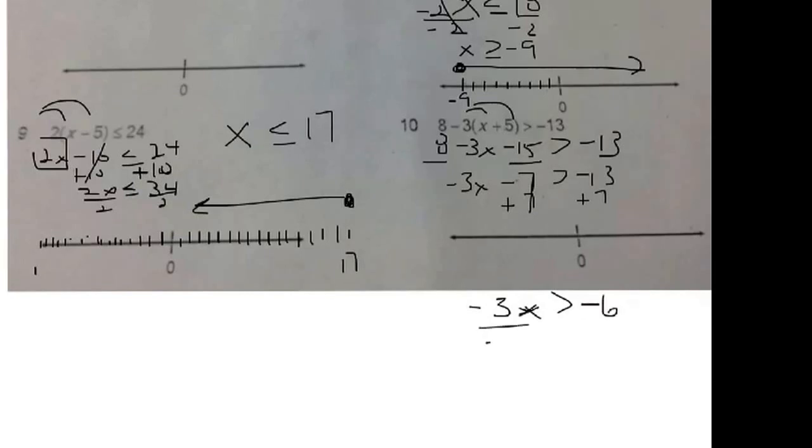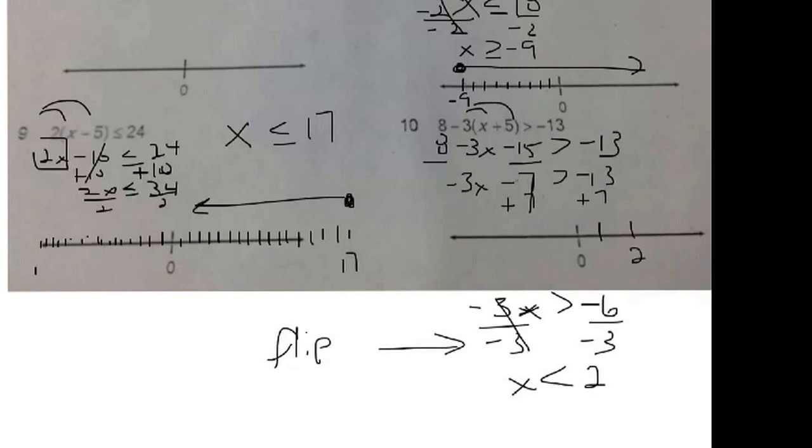negative 6. Divide both sides by negative 3. The symbol will flip because I divided by a negative. Anytime you see this under here, this tells us to flip. Negative 3 divided by negative is positive 2. 1, 2. Open, pointing towards the right.